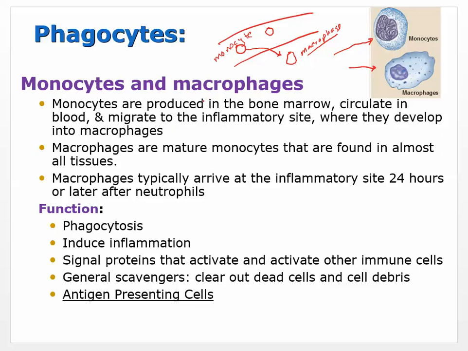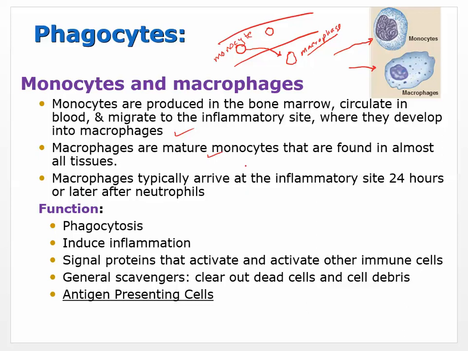Some of them will mature in the bone marrow. Some of them, like the lymphocytes, the T cells, will mature in the thymus. That's why they're called T cells. But anyway, they're produced in the bone marrow, circulate in the blood, and migrate to the inflammatory site where they develop into macrophages. So macrophages are mature, activated monocytes that are found in almost all tissues.